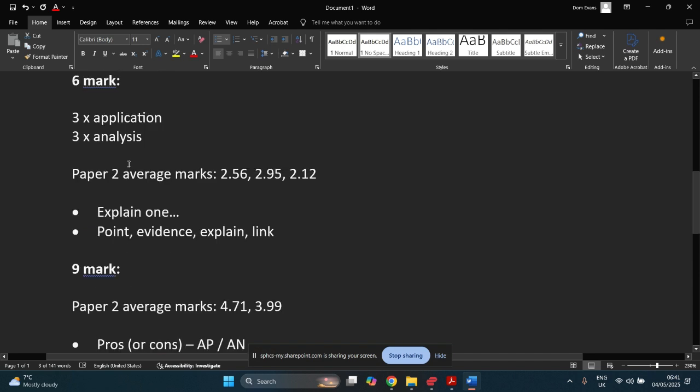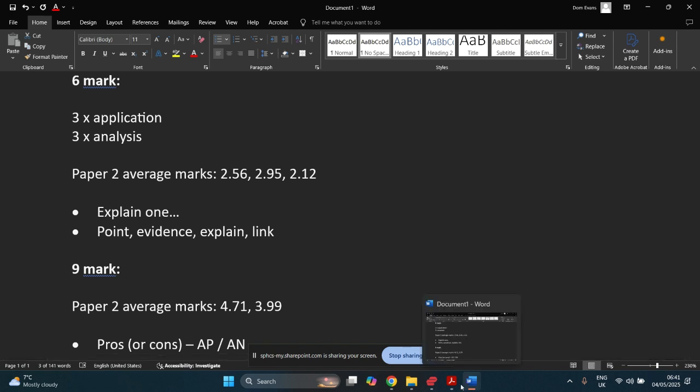It's worth remembering there's 3 application marks, 3 analysis marks. So very simple way of working out whether you've done it. Right. 1 paragraph focused on 1 impact. Try and use the case study 3 times to explain what that is. Okay. And then you'll do pretty well in your 6 marker.